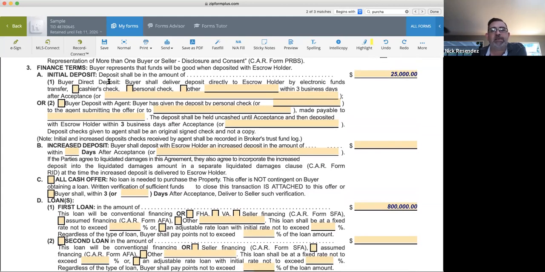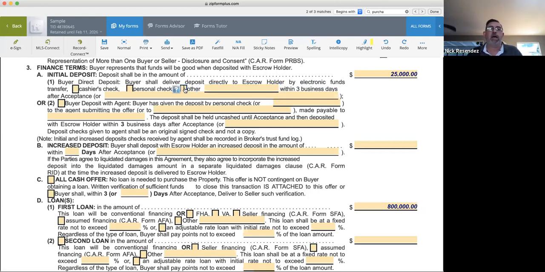Buyer's direct deposit. Buyer will deliver the deposit directly to escrow by electronic funds. Okay, so the default here is a wire transfer. You do not need to make any sort of changes in regards to this if you're planning to do a wire transfer, and most people are probably going to do a wire transfer, okay? I do see a lot of people where they'll check other and then they type in wire, okay? You're just restating what's already been noted here. You do not need to do that.